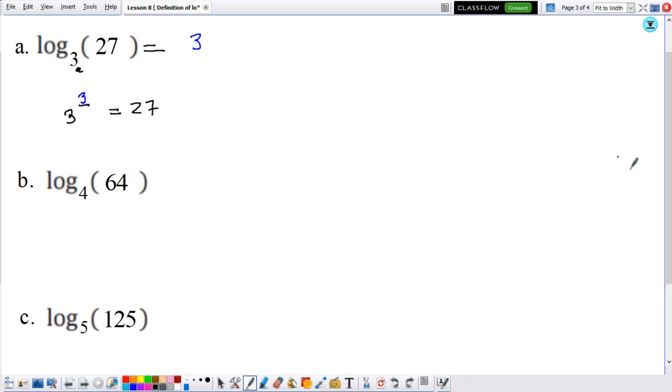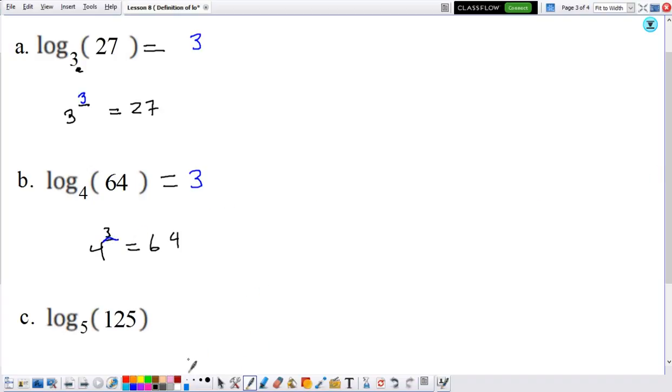Now let's look at example B. We want to evaluate, so we want to find the answer of this expression. So 4 raised to what exponent gives me 64? We know that 4 to the third gives me 64. So the exponent here was 3. So that means that what we're looking for here, log base 4 of 64, is nothing more than 3, because that's the exponent that we needed.